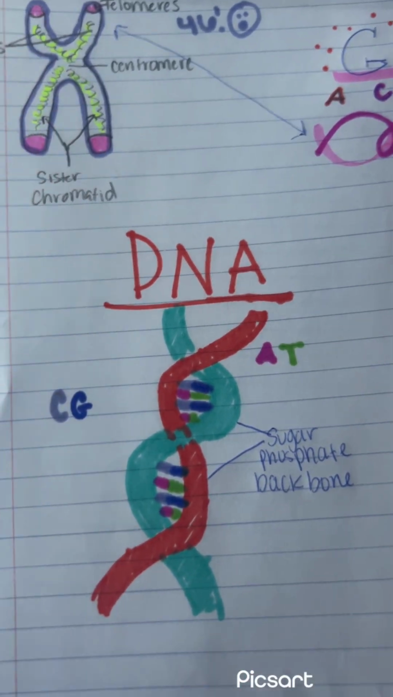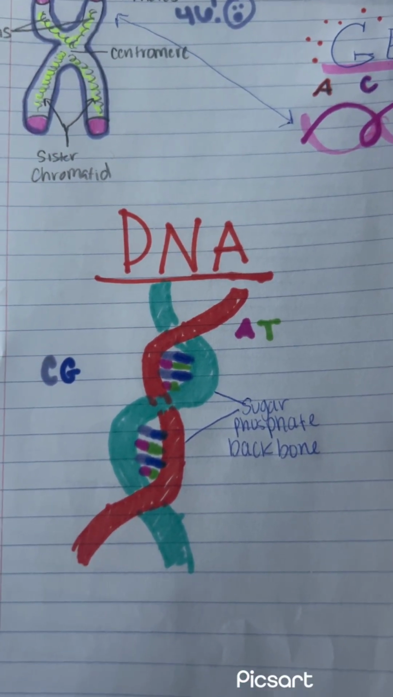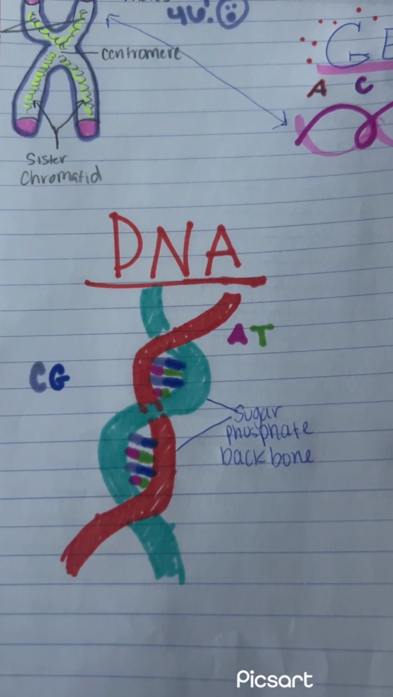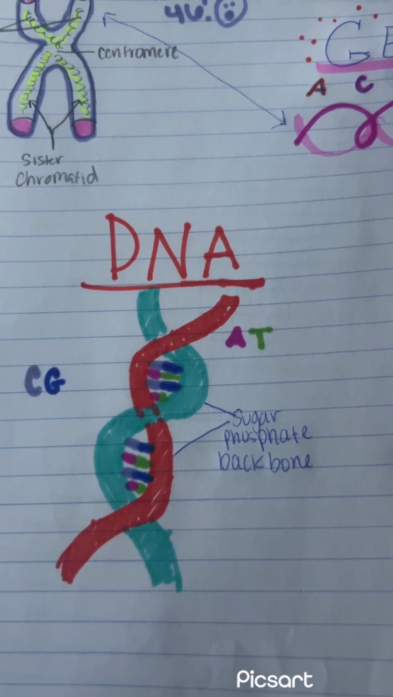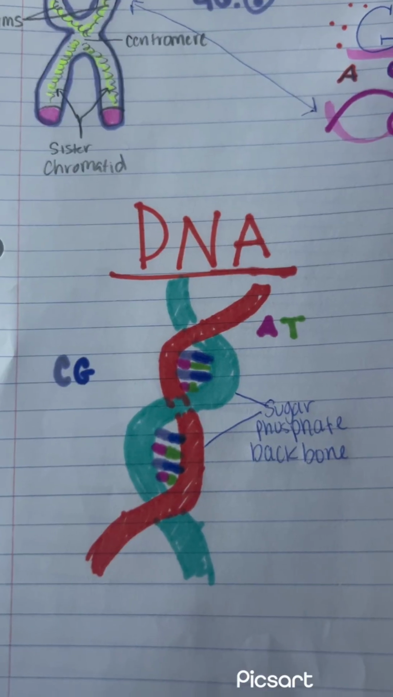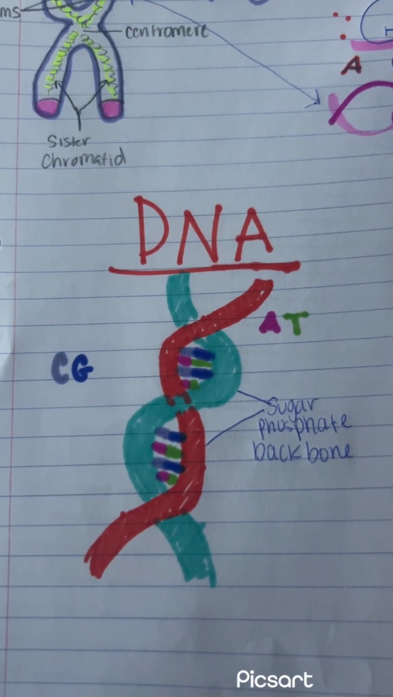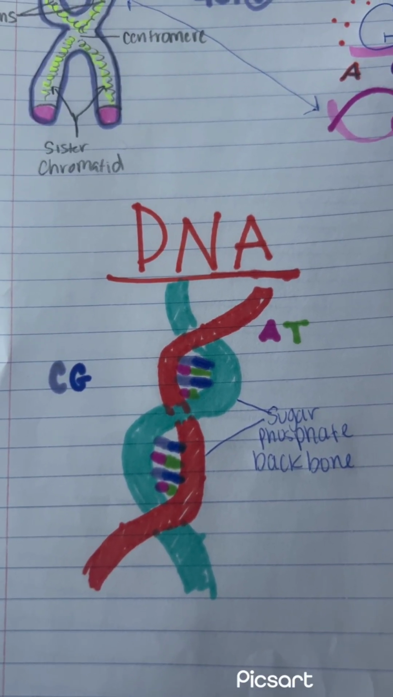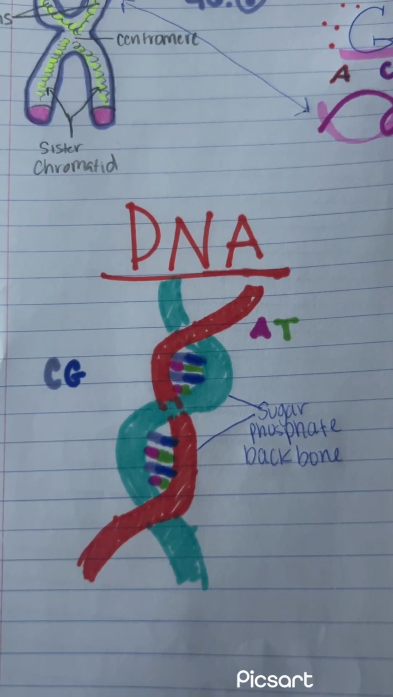I'm going to go into DNA now. DNA is short for deoxyribonucleic acid. DNA is the blueprint of life, and it carries all of the genetic instructions an organism needs to function and reproduce.